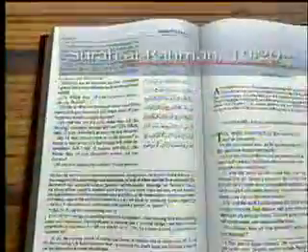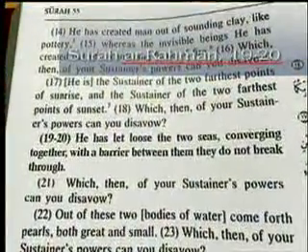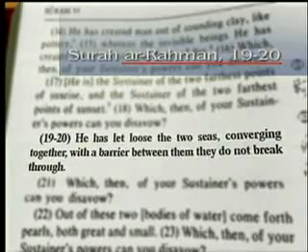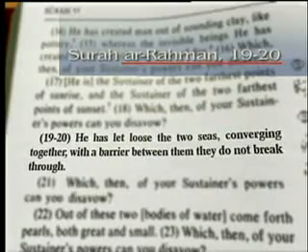One of the properties of seas that was very recently discovered is related in a verse of the Quran as follows. "He has let loose the two seas converging together with a barrier between them. They do not break through." This property of the seas that converge together yet do not mingle with one another at all has been very recently discovered by oceanographers.